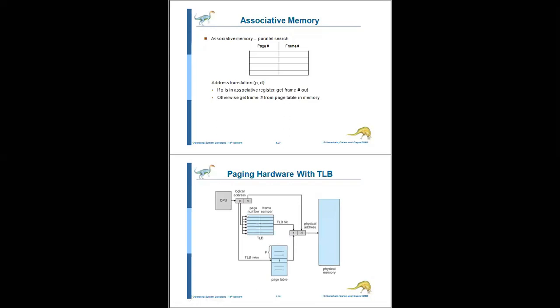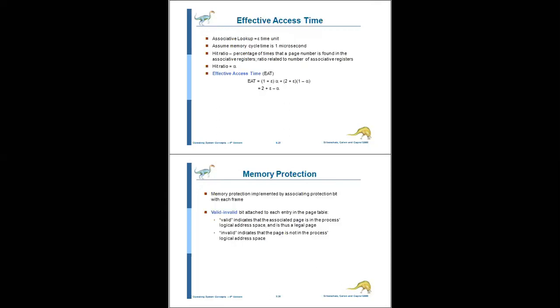Why do we use the translation look aside buffer? Instead of two memory address accesses, we use the TLB hardware solution. It is a high speed solution, and also here we can calculate the access time in a very effective manner. So that is the translation look aside buffer.